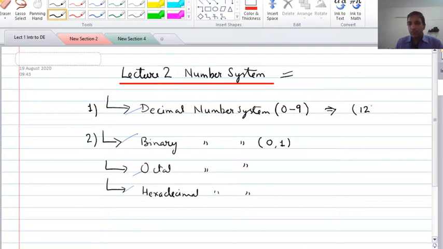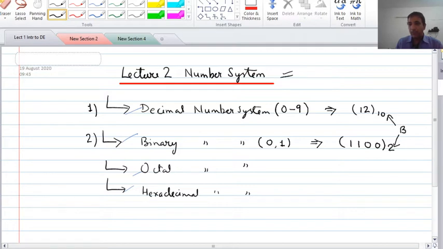For example, in the decimal number system, we represent 12 as this one, whereas in the binary number system, this 12 is represented as 1100 with base 2, where the 10 and the 2 represent the base in which the number is represented.